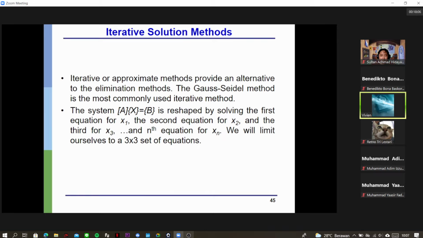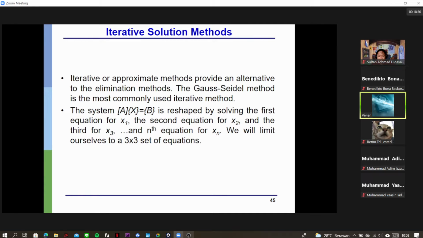If you learn that, because this is in the same semester, basically what you will learn in 2D heat conduction on a plate in heat transfer will be the application of the Gauss-Seidel method. So what is the Gauss-Seidel method? The Gauss-Seidel method is one of the most commonly used iterative methods.